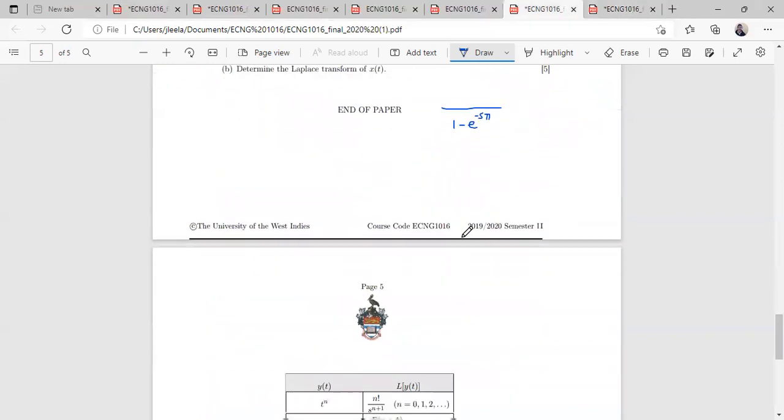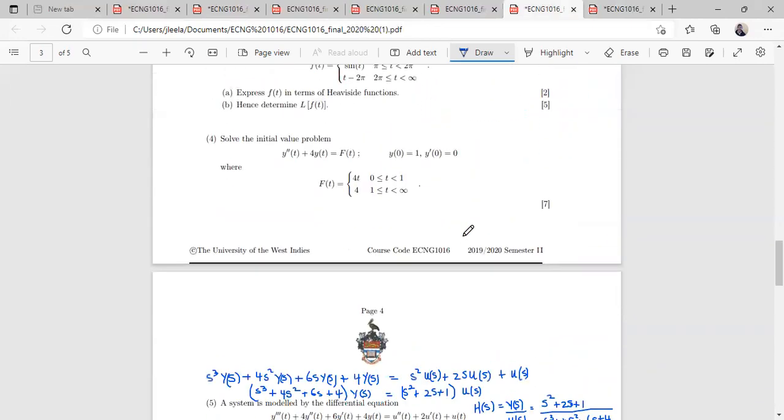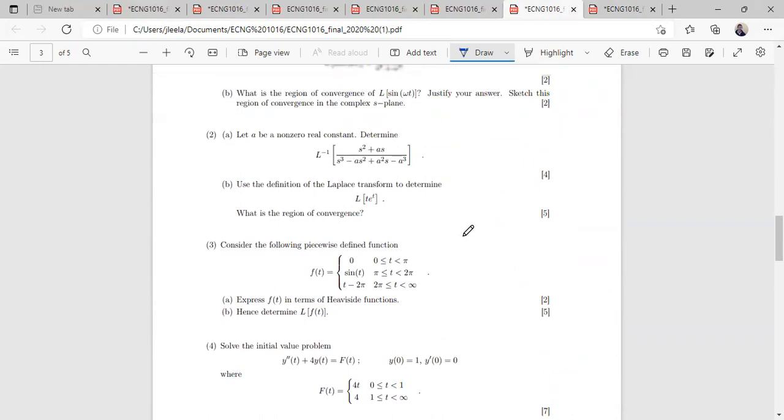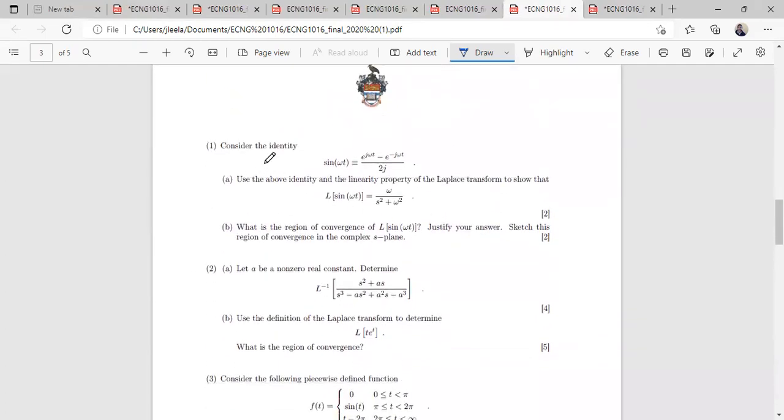So I'll go back to the paper here now. Right? So question 1. Consider the identity sine omega t is equal to e to the j omega t minus e to the minus j omega t over 2j. Use the above identity and the linearity property of the Laplace transform to show that the Laplace sine omega t is omega over s squared plus omega squared. Right, so this is basically straightforward. You could get this directly from your notes, right?